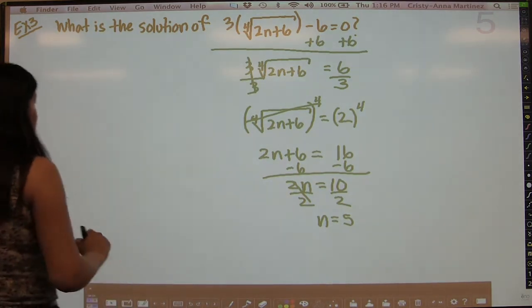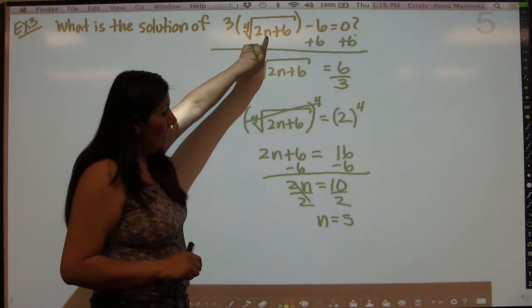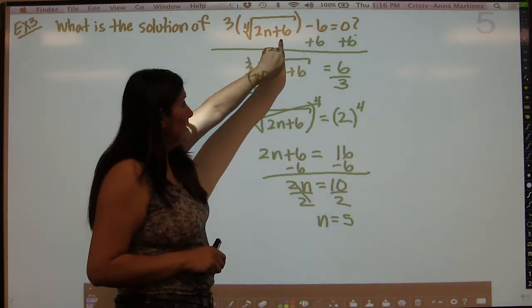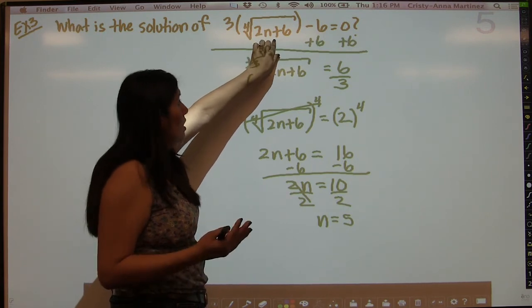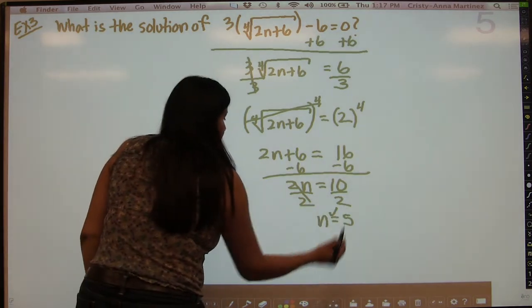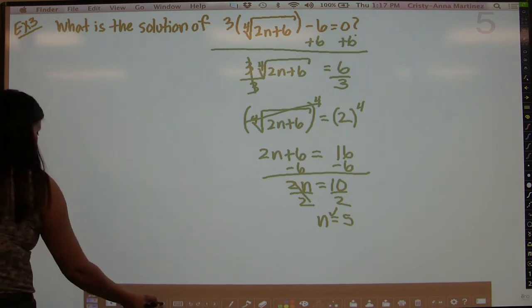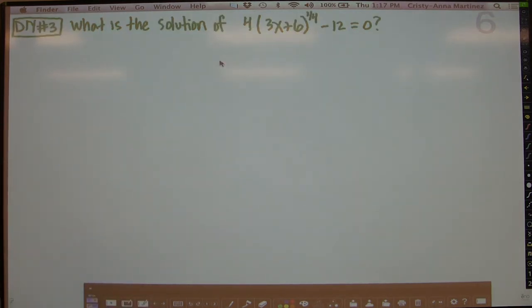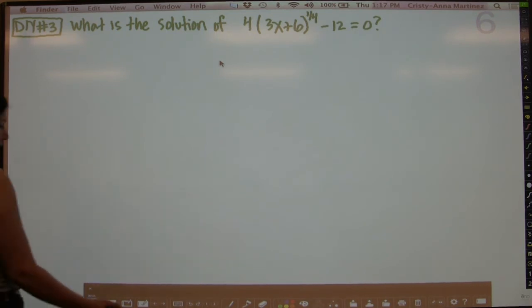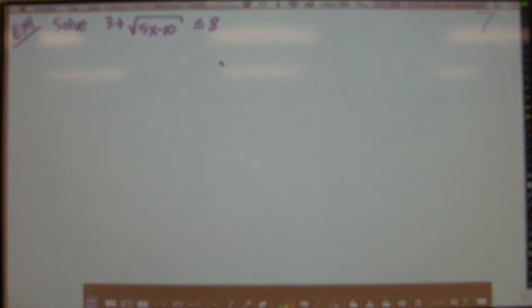All right, so n equals 5. I want to show that actually works. So when we plug it back in, 2 times 5 is 10, and 10 plus 6 is 16. The 4th root of 16 is 2. 2 times 3 is 6, and 6 minus 6 is 0. So it works. So that is actually my solution, and n equals 5. So now you can try this little guy. And then we're going to go to our last example. And the lesson was called How to Solve Radical Equations and Inequalities. So our last example is going to demonstrate how to do that with an inequality.